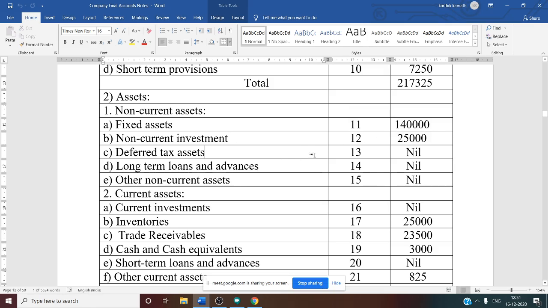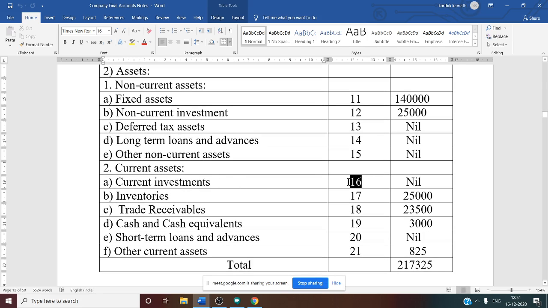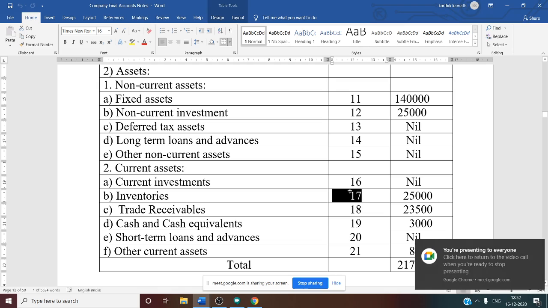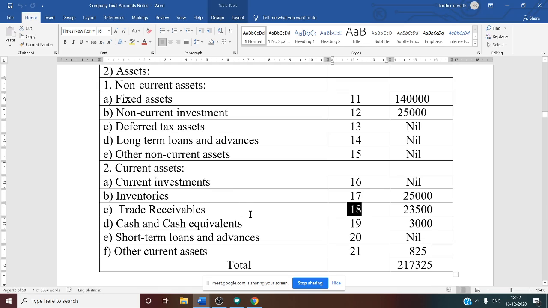Deferred tax asset, 13, not there. Long-term loans and advances, not there. Other non-current asset, not there. Current asset, current investment, note number 16, not there. Inventory. For inventory, working note number 17, what you have to do here is only the closing stock information. Closing stock information we have already seen, that you have to write, 25,000. Trade receivable. In trade receivable, there is a debtor and we have deducted RBD, that is the new RBD we have deducted. So the final debtor we have to write is 23,500.